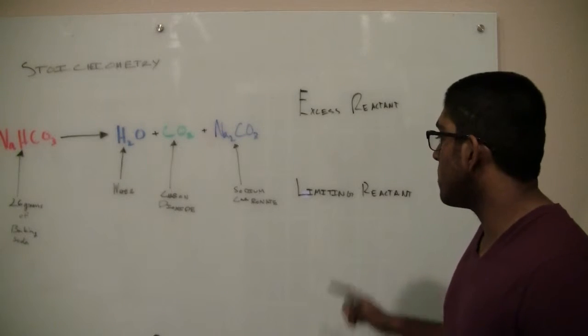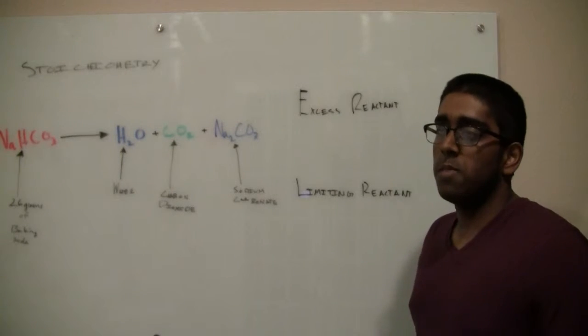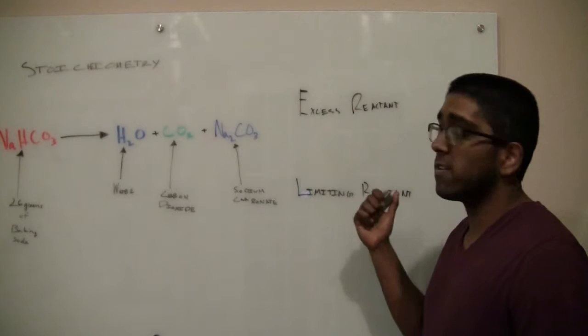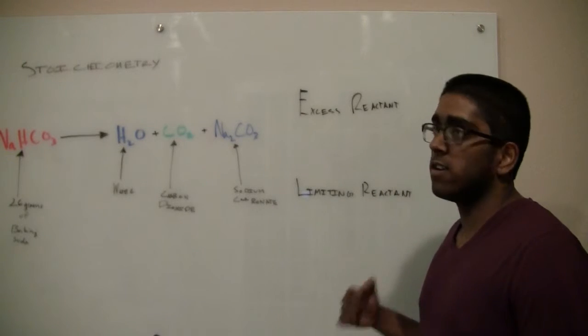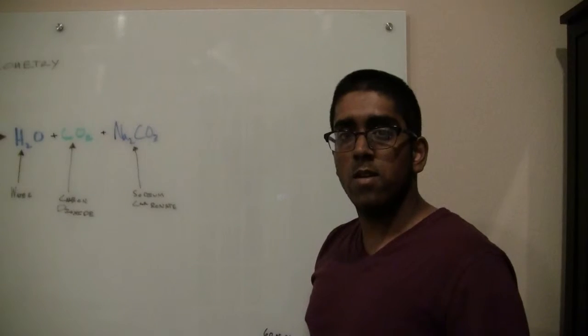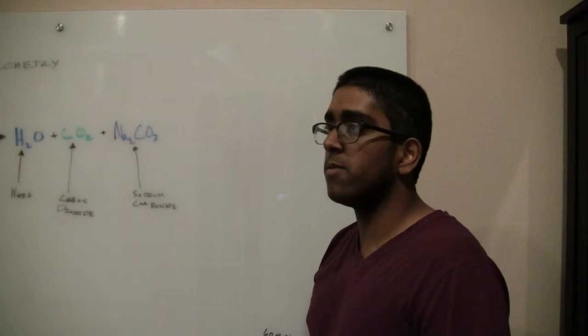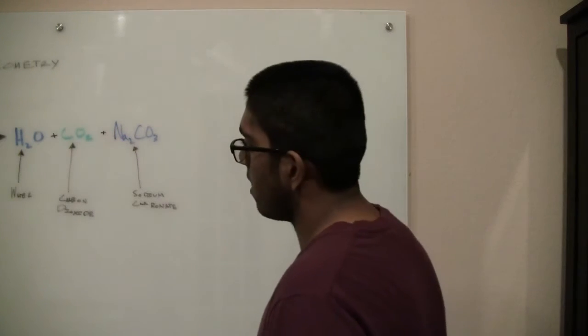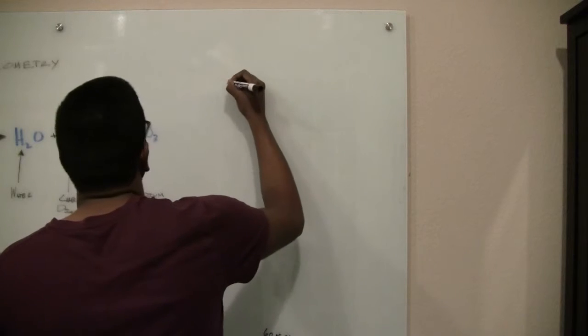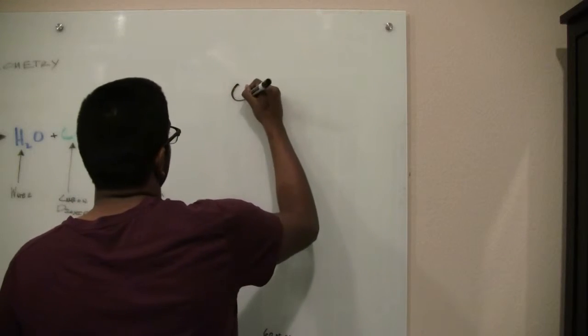The difference between the limiting and excess reactant is that the reaction can still continue when the excess reactant is gone, but it cannot continue when the limiting reactant is gone. First, let's define the excess and limiting reactants. For this reaction, let's start with C2H4O2, which is acetic acid.